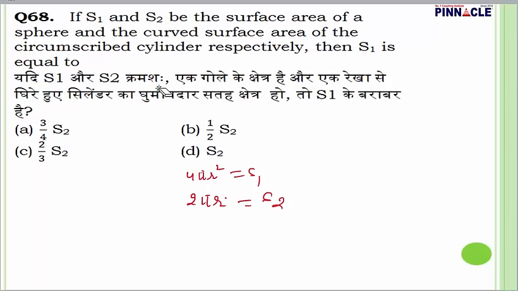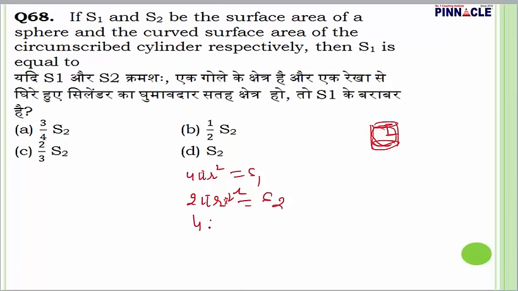And 2 pi r, but here H is equal to 2R. You can write here H is equal to 2R. Why 2R? Suppose this is the cylinder and this is the sphere. So the radius would be equal to this radius. Sphere radius and cylinder radius are the same. But here the diameter of the sphere is equal to the height of the cylinder. So that should be equal to 2 pi R into 2R.